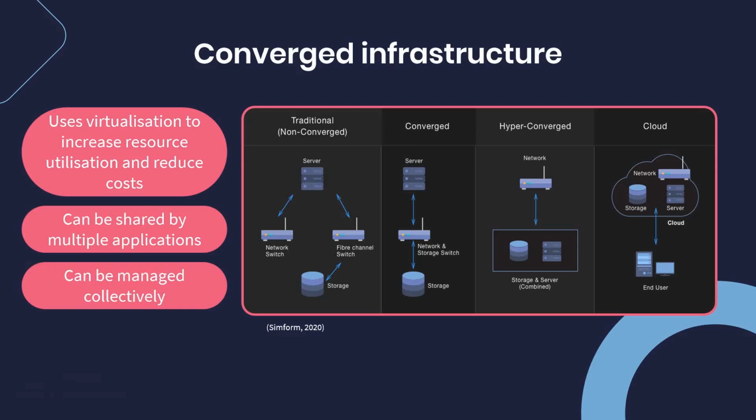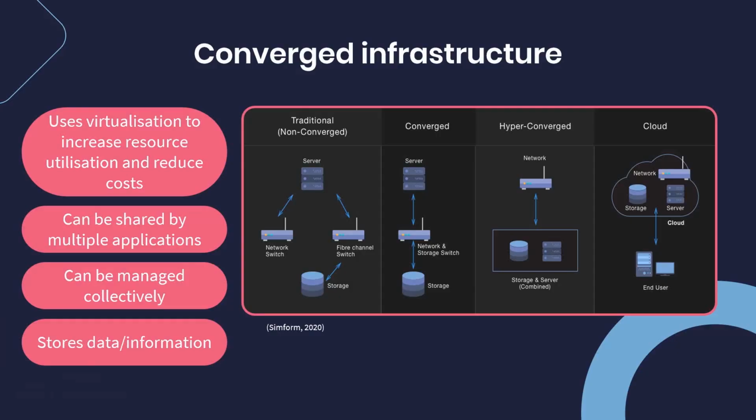Now, in this diagram, we can see how a converged infrastructure can be used for storage of data and information compared to a traditional architecture. You will see illustrations of storage in a hyper-converged and cloud-based infrastructure as well. But a little bit more on that just now.